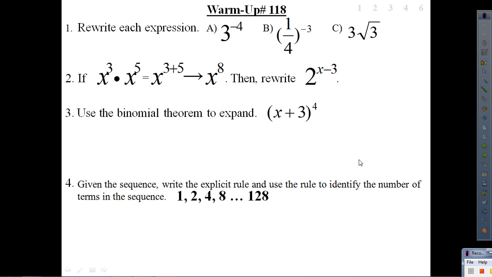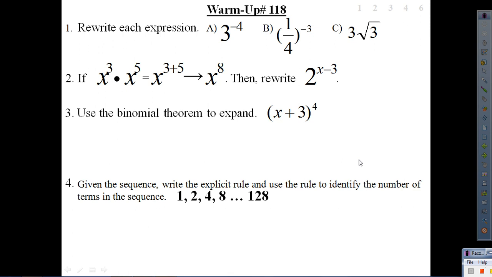We're on warm-up number 118, so go ahead and copy that. Number 1 reads, rewrite each expression. Part A is 3 to the negative 4th power. B is 1/4 to the negative 3rd power. And C is 3 times square root of 3. Number 2, it says, if x to the 3rd times x to the 5th equals x to the 3rd plus 5 power, which is x to the 8th, then rewrite 2 to the x minus 3 power.